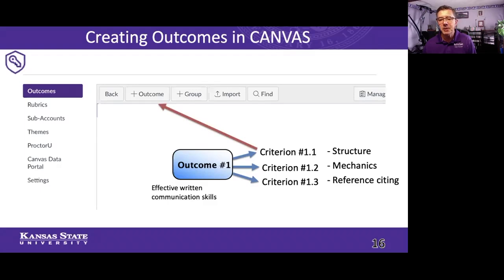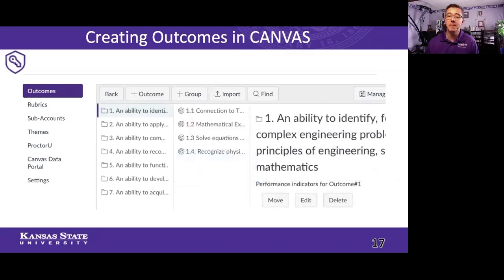What a typical assessment process calls an outcome, in Canvas are called groups. In Canvas, we create a group or an outcome folder for each of the outcome categories. As an example, this is a screenshot from Canvas. It comes from the administrative portal of an engineering program, but it would look similar to any outcomes page at the college or institution level.